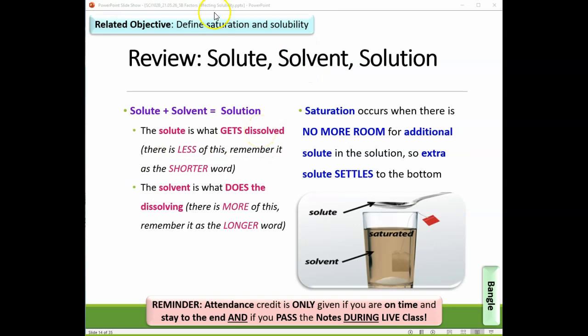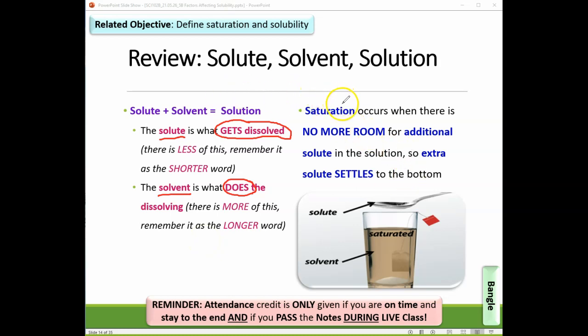So let's quickly review. Again, this is something going back to our brain stretch today, that a solute and a solvent make a solution. Remember, solute is our shorter word, so it's what's getting dissolved, what we have less of, kind of like our salt or our sugar or our drink mix, or our chocolate milk mix, right? Solvent, on the other hand, is what is actually doing the dissolving. Again, it's what you have more of, so in this case, like water or milk, it's whatever is the actual thing that's doing the dissolving.